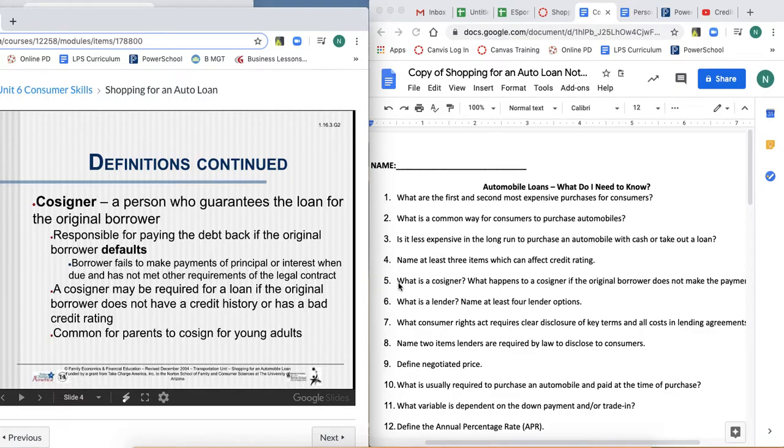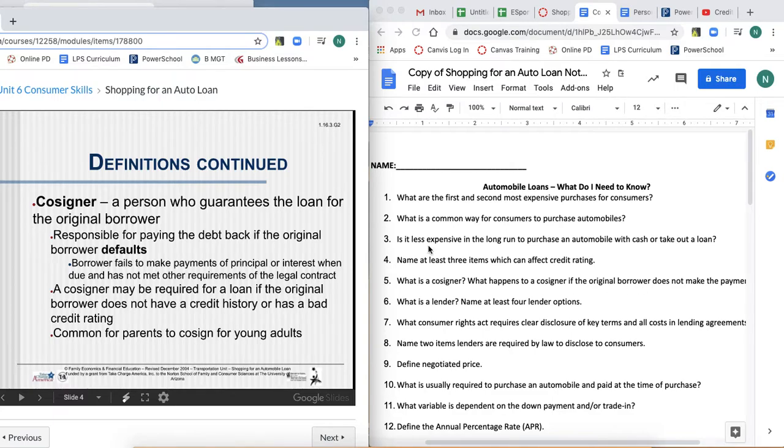So far we are on number 5. What is a cosigner, and what happens if the original borrower doesn't make the payment? The cosigner is somebody who guarantees the loan for you. They can be charged that money because they are committing to paying that amount as well.